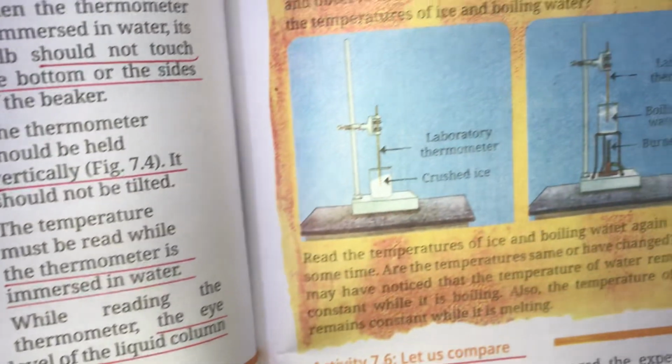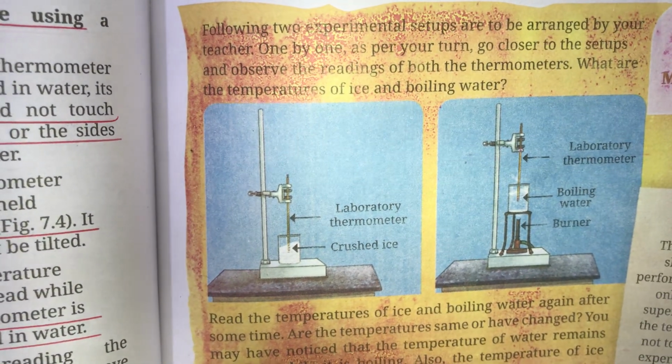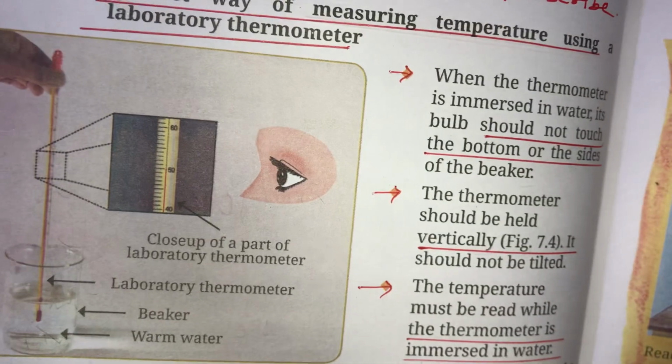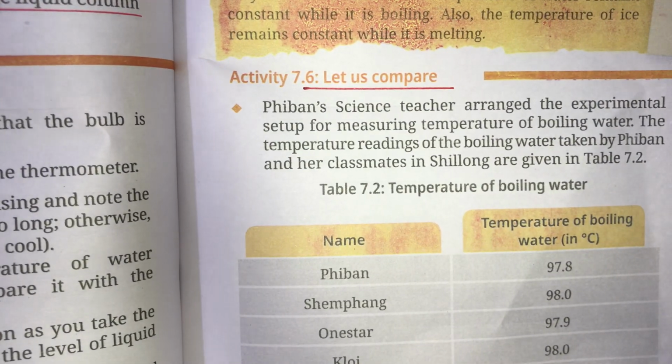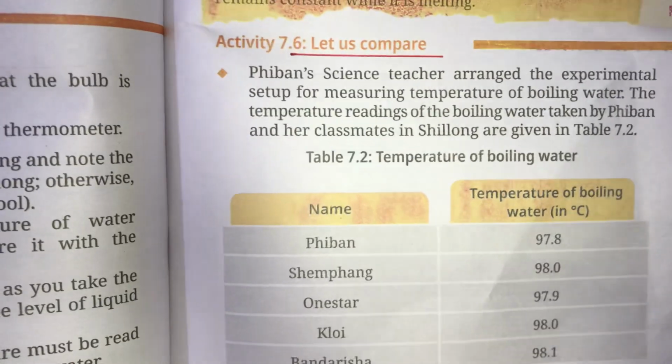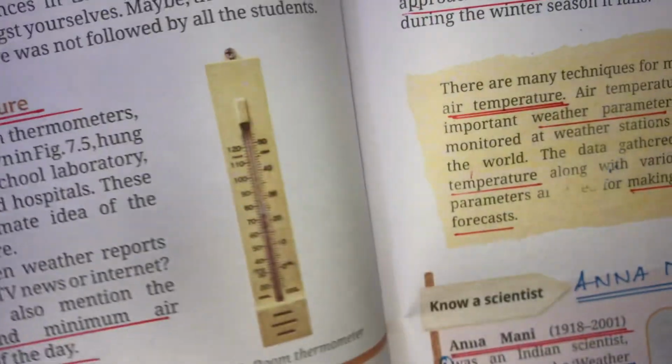Here one activity is given: the measurement of the boiling point of a liquid or any solution using the instructions given. It was found that in different experiments by different people, the boiling point comes around 100 degrees Celsius.